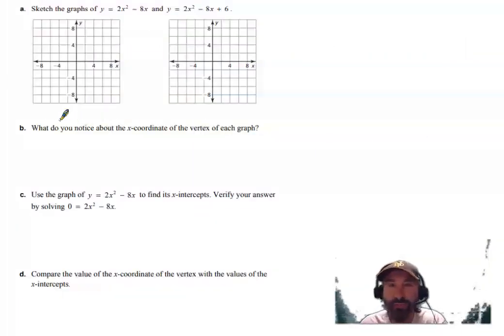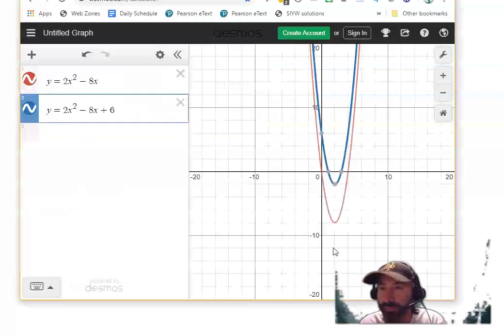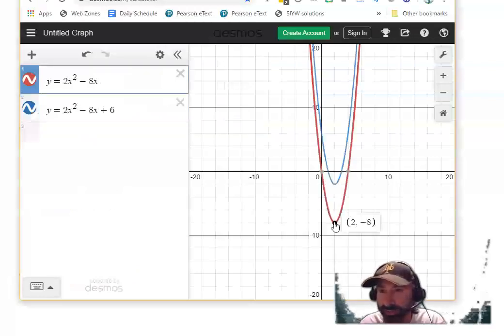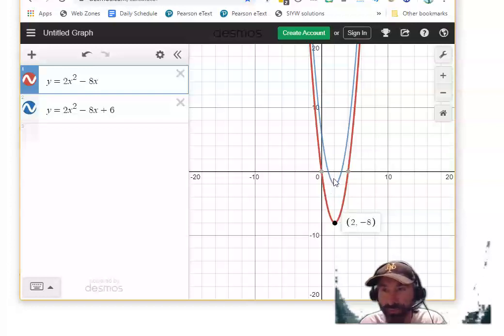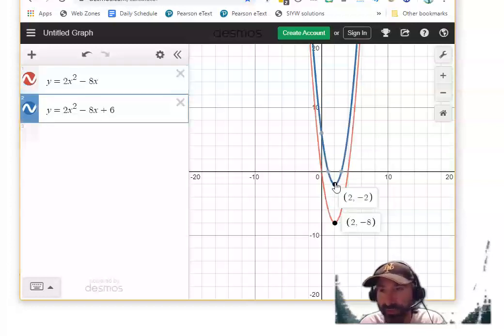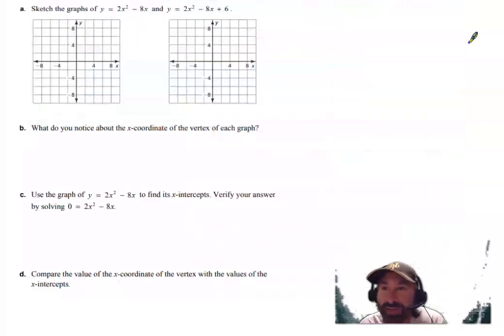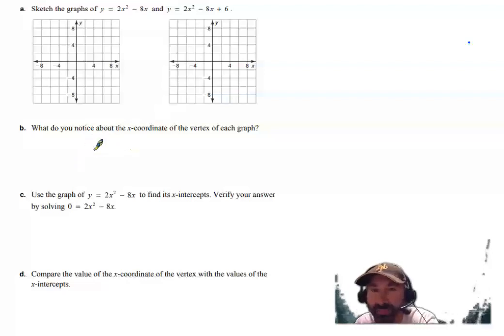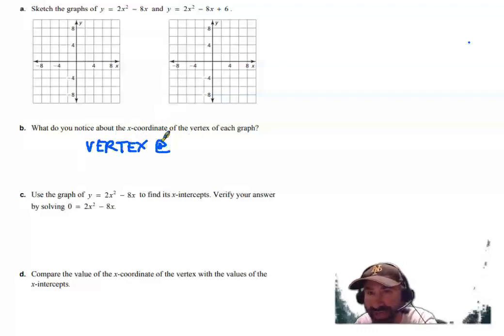So there were questions like, what do you notice about the x-coordinate of the vertex on each graph? Well, let's take another look in Desmos. Here's a vertex, and the x-coordinate is 2. And here's a vertex, and the x-coordinate is also 2. So if you didn't write this down yesterday, let's write it down now. The vertex for both of those parabolas is at 2 comma something, whatever it is.